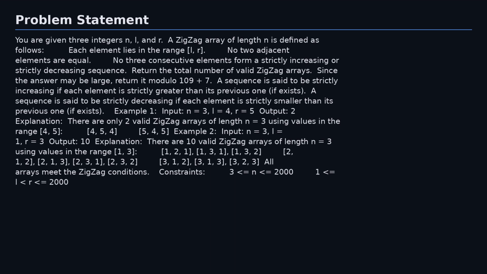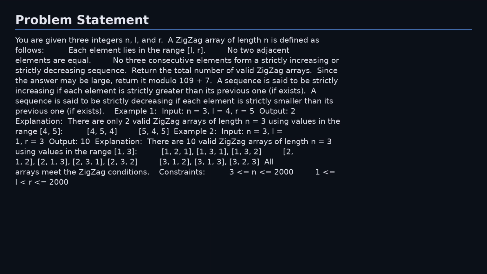We need to find the number of arrays of a given length, where each element is within a certain range, and the array follows a zigzag pattern. This means that each element must be either greater than or less than its adjacent elements. It's a bit like trying to create a roller coaster with a series of hills and valleys, where each hill and valley must be within a certain height range.